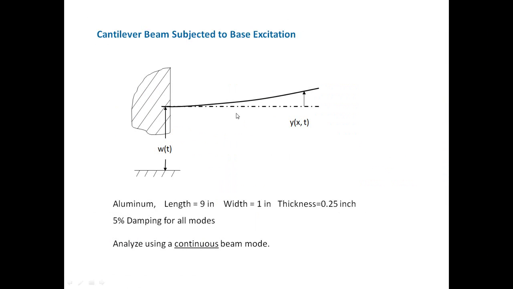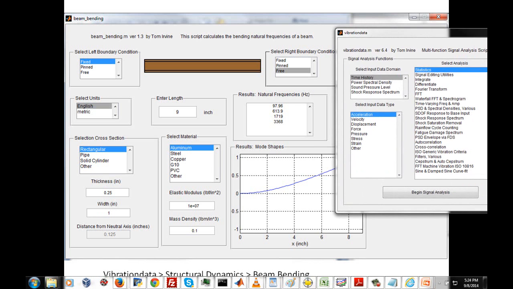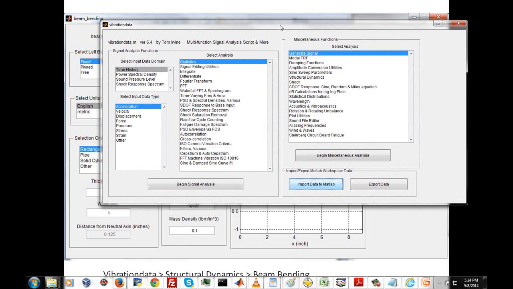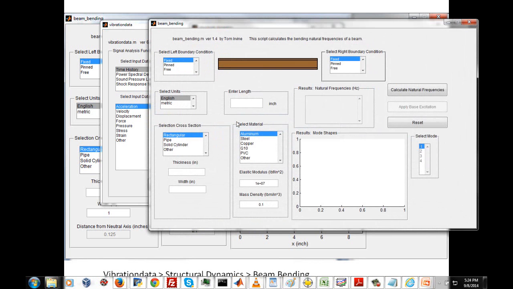Okay, let's go to our next slide. So for our next slide here, we're going to do a beam bending analysis, and this will be a normal modes analysis. So I'm going to switch over to MATLAB, the GUI here, and show you how to do this. So let's go to Structural Dynamics, Begin Miscellaneous Analysis, and this will be beam bending. Okay, so our boundary conditions will be fixed free. By the way, this script calculates the bending natural frequency of a beam. So we have a fixed on the left, free on the right. That's, in other words, it's a cantilever beam.